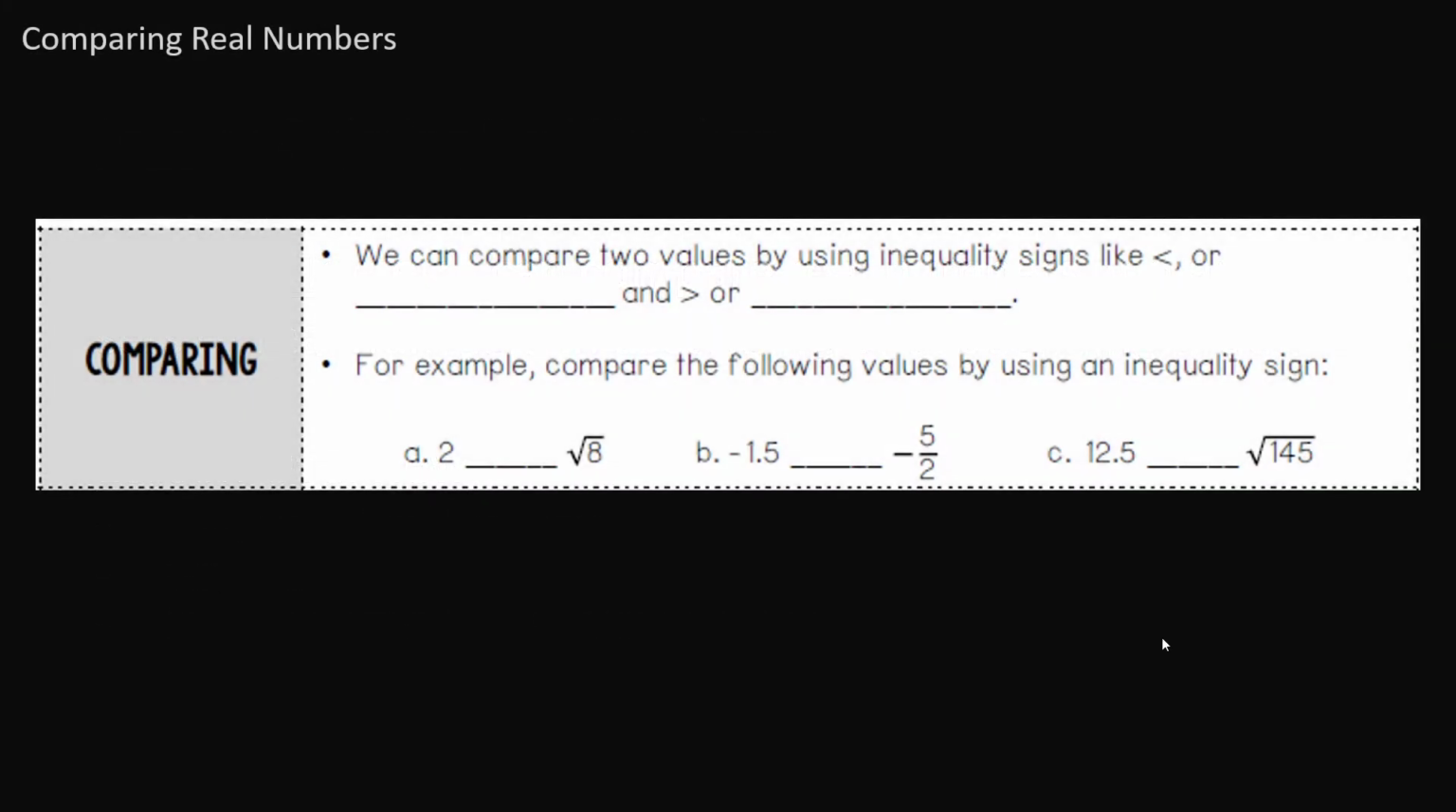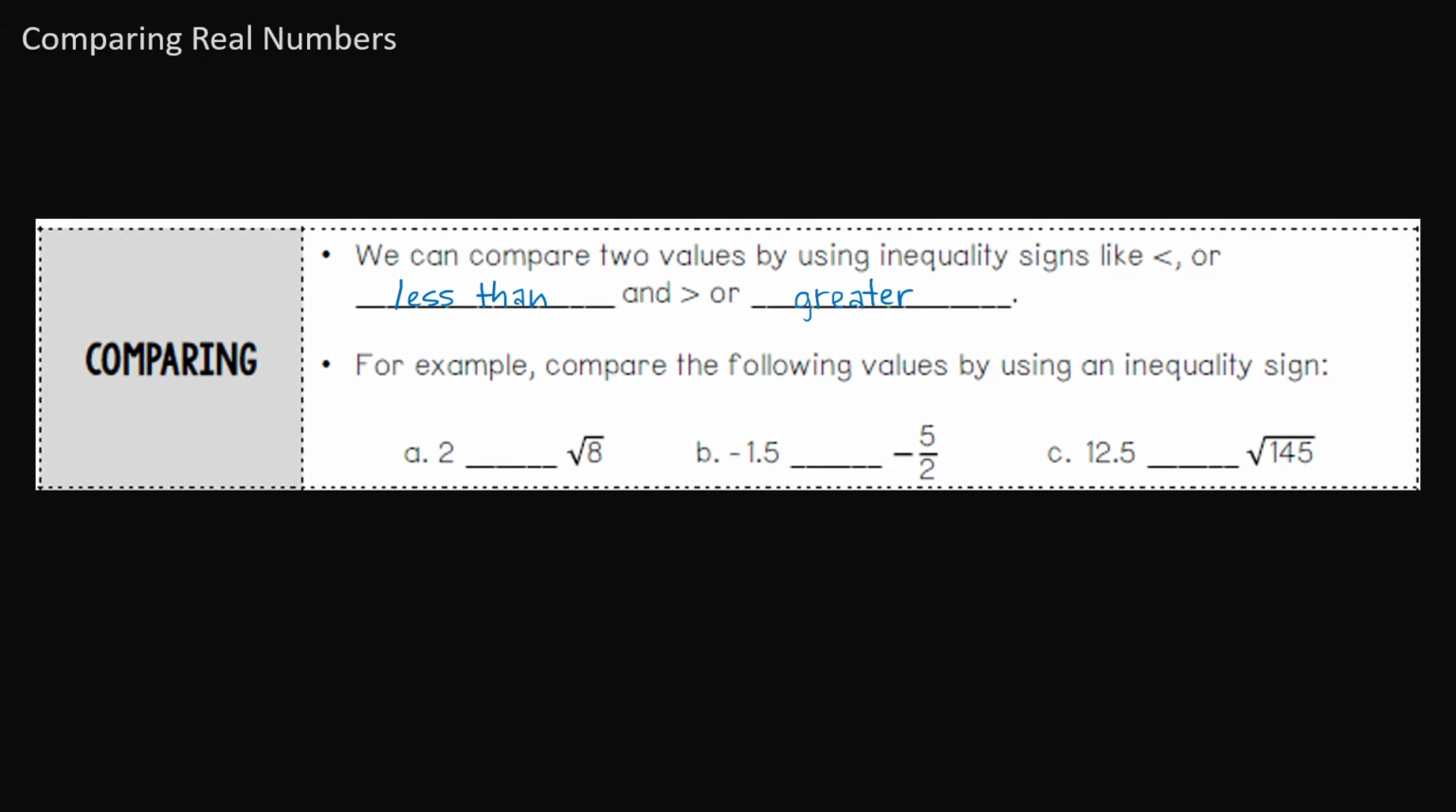When we talk about comparing numbers, we usually use inequality signs like the less than symbol. The arrow pointing to the left is the less than symbol. And the greater than symbol is the symbol pointing to the right. Let's practice comparing some values using inequality symbols. We're saying 2 is compared to the square root of 8 in some way.